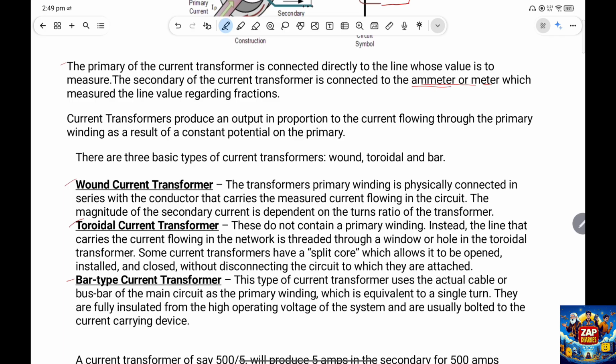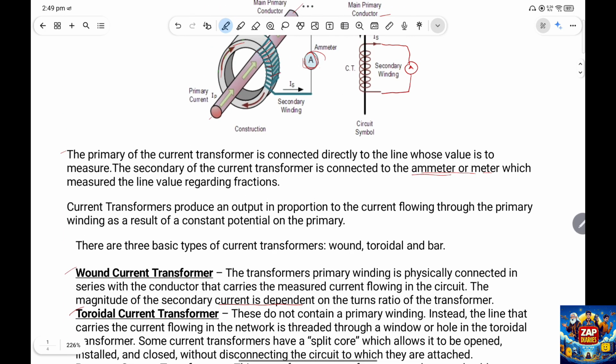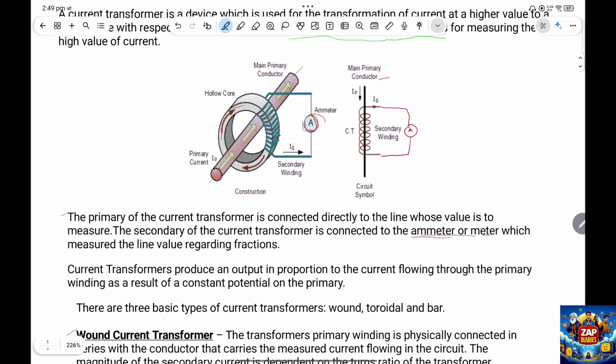The magnitude of the secondary current is dependent on the turn ratio of the transformer, of course. It gives a current proportional to the main one, so if the turn ratio is less, the proportion will be greater, and if the turn ratio is more, the proportion will be smaller.